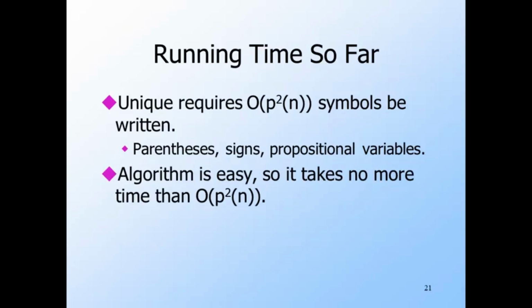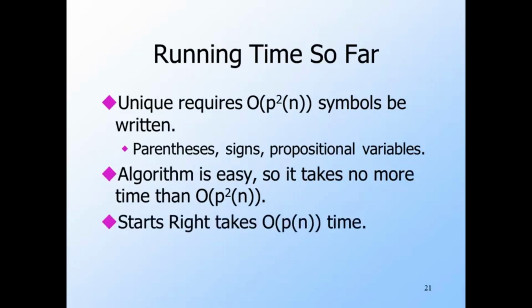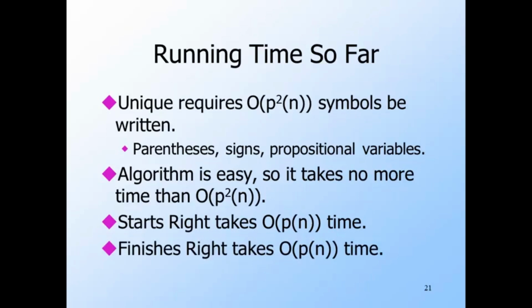But the expression is simple, and it is simple to write the expression by looping on i and j, thus taking time proportional to its length. Starts right is the AND of p of n propositional variables, and again the pattern is simple, so we can write this expression in order p of n time. The same holds for finishes right. There are p of n propositional variables, and we need to output those variables connected by ORs.